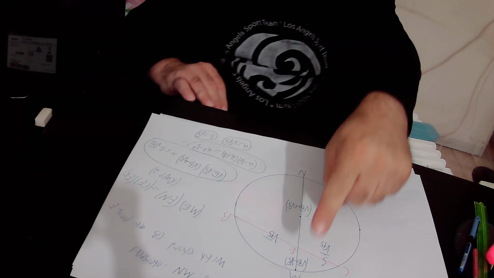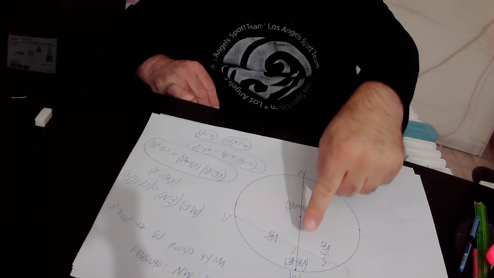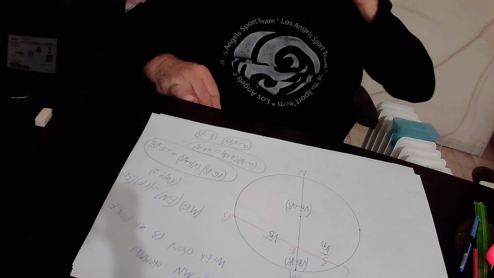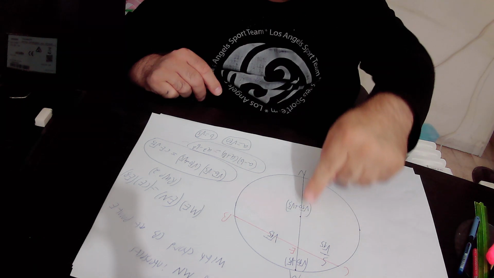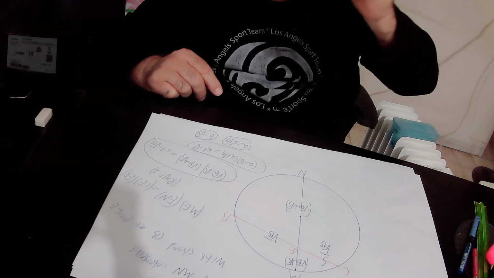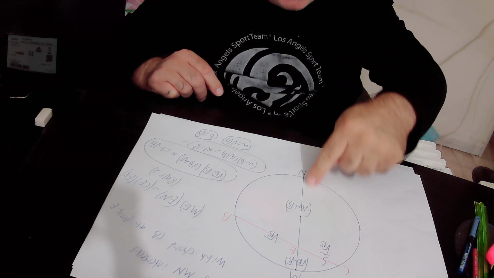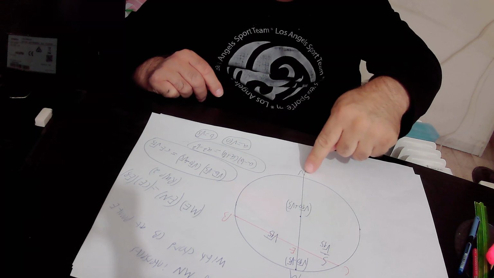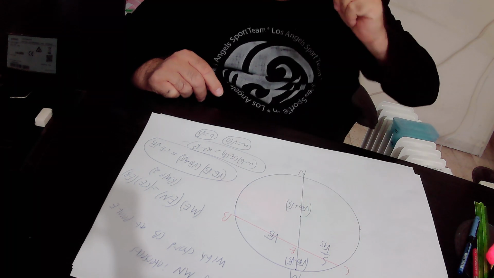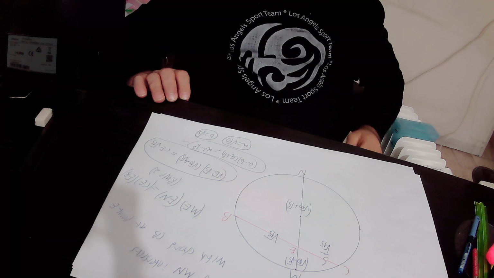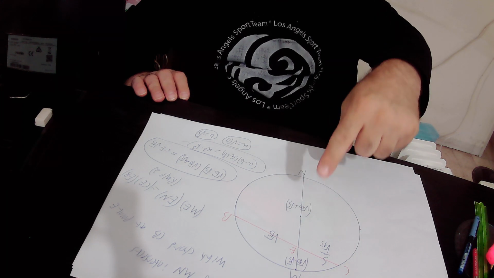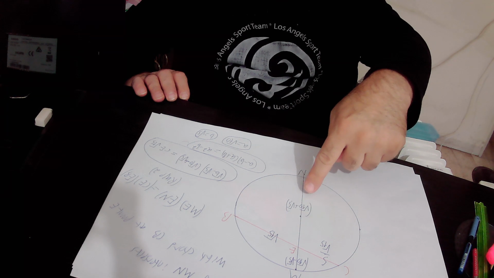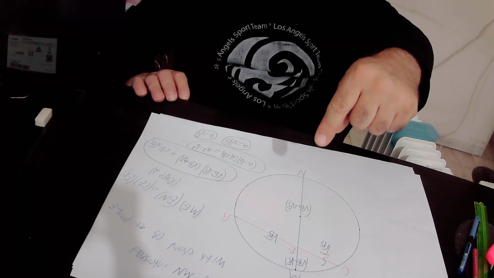Here, chord MN intersects with chord CB at point E. Therefore, according to rule number 2, we get that ME times EN equals CE times EB. We have already found that ME equals the square root of 10 minus the square root of 5, and EN equals the square root of 10 plus the square root of 5.